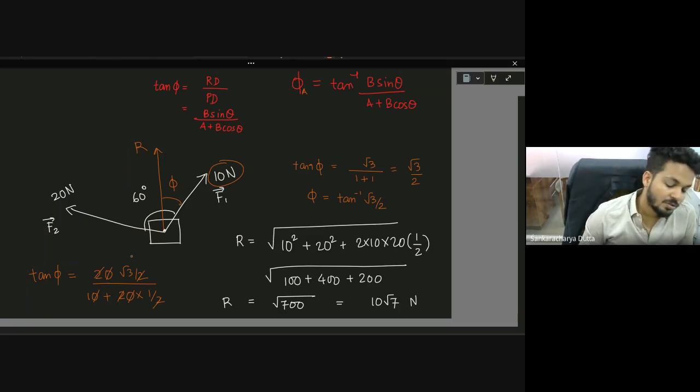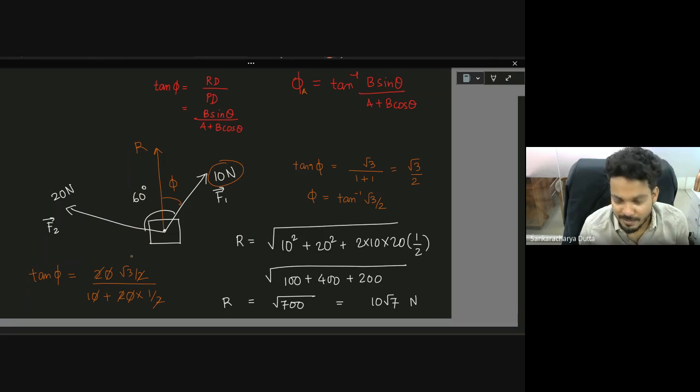How will I finally present this answer? I'll say the net force is 10 root 7 newtons, and it is acting at an angle of tan inverse root 3 by 2 from the 10 Newton force. Let me repeat my answer one more time. Please pay attention. The net force acting on this block has a magnitude of 10 root 7 newtons, and it is acting at an angle of tan inverse root 3 by 2 from the 10 Newton force, or from F1. That is how I will answer my question at the end.